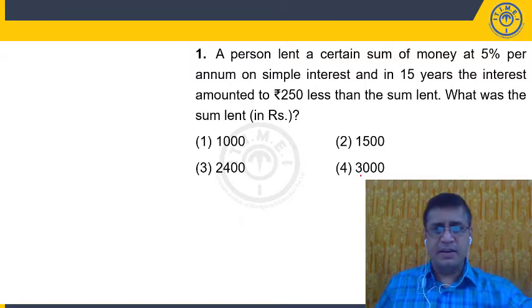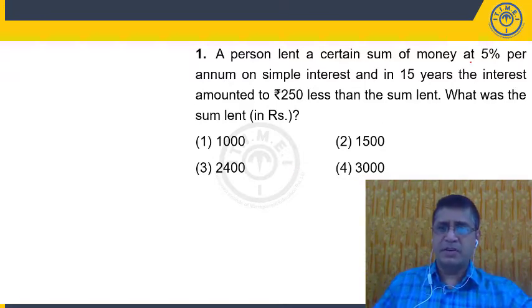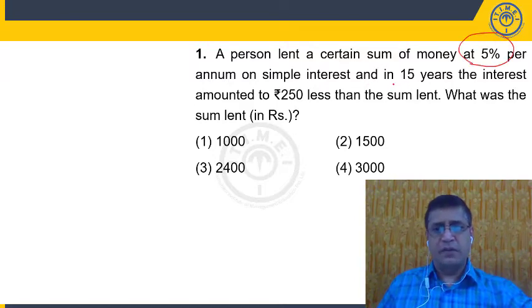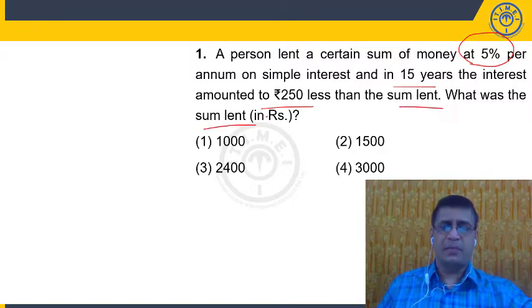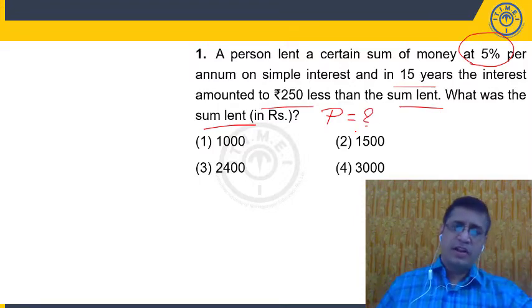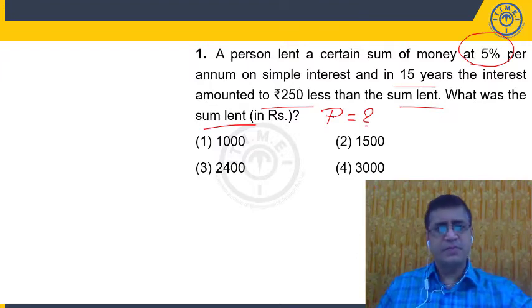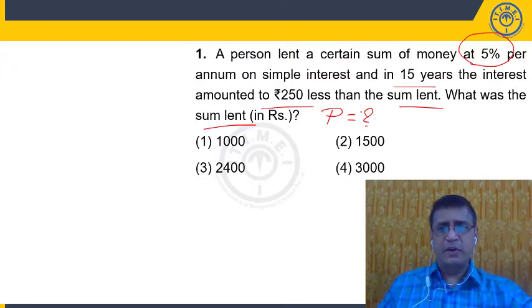A person lent a certain sum of money at 5% per annum on simple interest. In 15 years, the interest amounted to rupees 250 less than the sum lent. What was the sum lent? Please pause the video, try the question, and then look at the explanation. Of course, it is a simple question, not a difficult one.